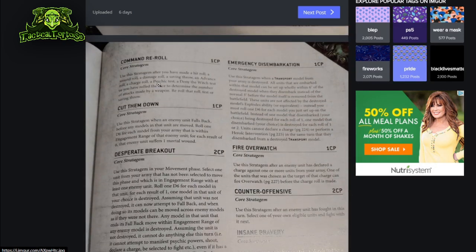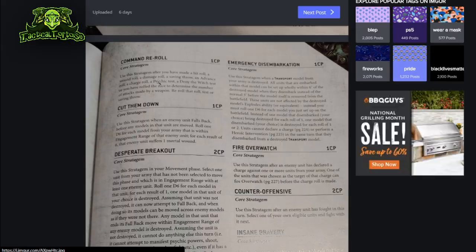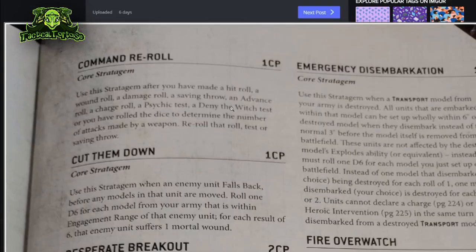The first one is Command Re-roll, which moved from being able to reroll any 1 dice, which included things like special ability rules like litanies or respawn rolls for Guilliman or Celestine, to being able to reroll specifically 1 wound roll, damage roll, save, advance roll, charge roll, psychic test, or Deny the Witch test. Now remember, if you're rolling something like a psychic test or Deny the Witch test, you will reroll all of the dice for that test.